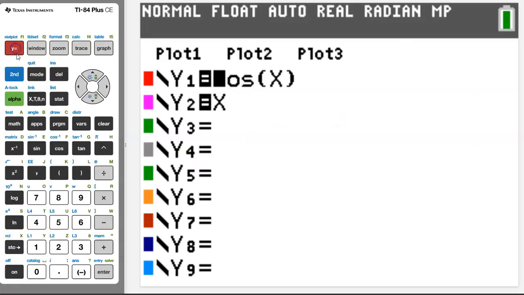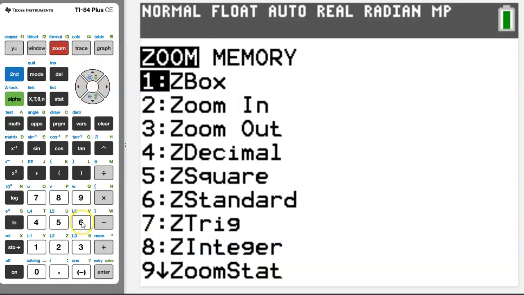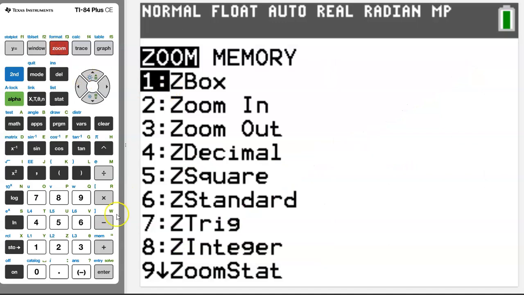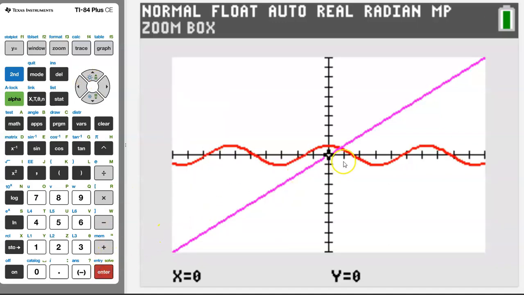So let's hit y equals and type in both of the functions. Let's hit zoom 6 and take a look at what we have so far. It looks like all of the action is taking place in a small area right here. I'd like to zoom in on that a little bit, so I'm going to try zoom box, which is just a lot of fun.